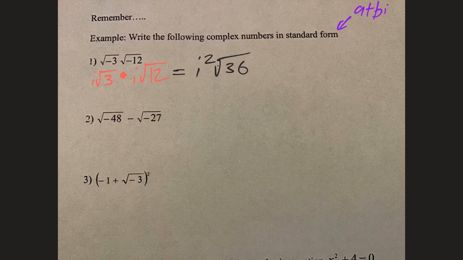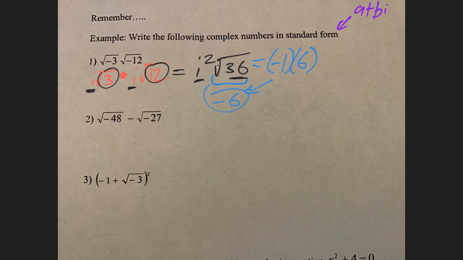I've got i squared square root 36. And you guys might look at me funny, but look, i times i gives me i squared, and 3 times 12 is going to give me that 36. Now, let's think if we can simplify this any further. What's i squared again? That's right, it's negative 1. And what about square root of 36? Isn't that just 6? So here we go. My final answer ends up being negative 6. Okay, negative 1 times 6 being negative 6.